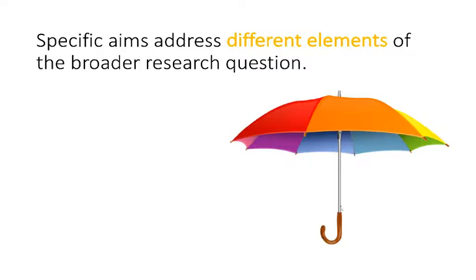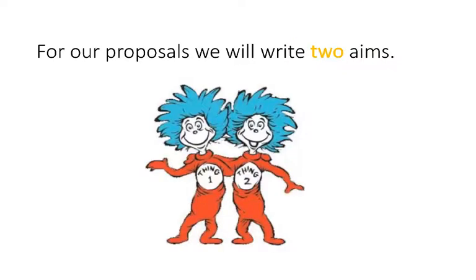So the specific aims that we're writing are addressing different elements of our broader research question. So again, they're falling under this umbrella of our research question. For our proposals, what we will do, and this is actually what I normally do in the proposals that I write, is write two aims related to my research question. So we can have aim 1 and aim 2.